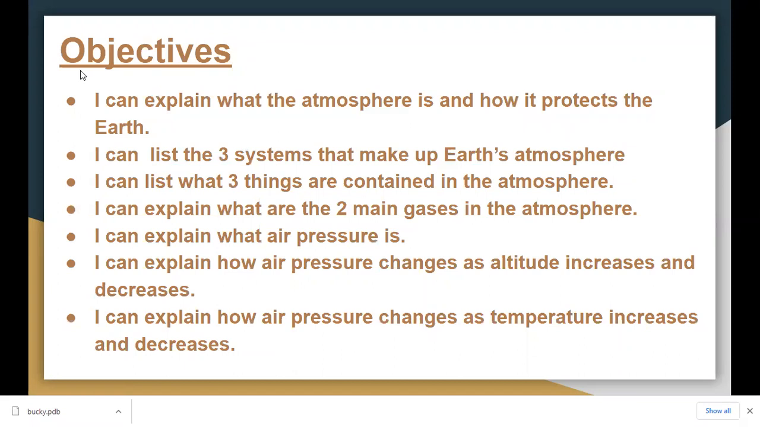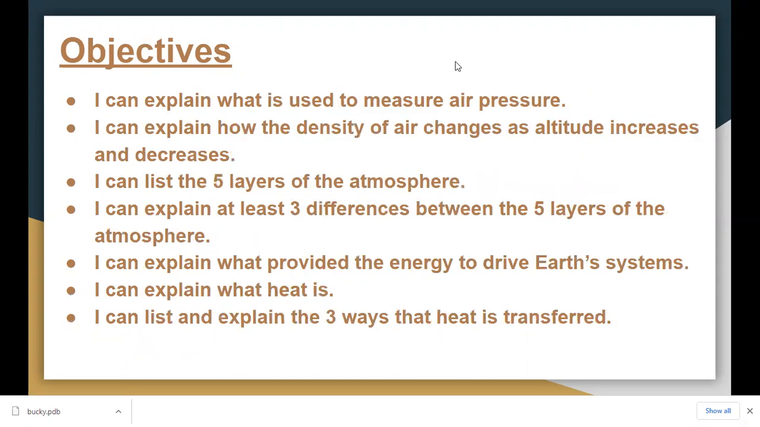I can explain what the atmosphere is and how it protects the Earth. I can list the three systems that make up Earth's atmosphere. I can list three things that are contained in the atmosphere. I can explain what the two main gases in the atmosphere are. I can explain what air pressure is, how air pressure changes as altitude increases and decreases, and how air pressure changes as temperature increases and decreases. I can explain what is used to measure air pressure. I can explain how the density of air changes as altitude increases and decreases.